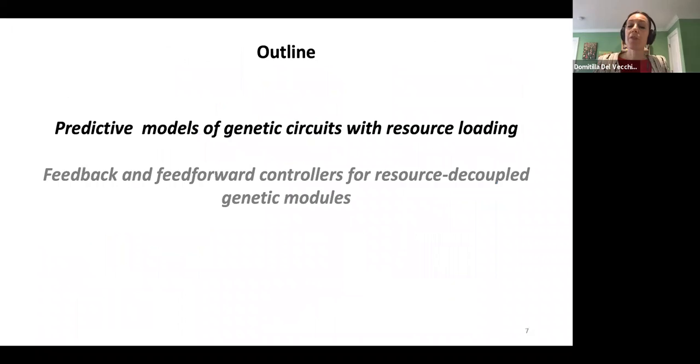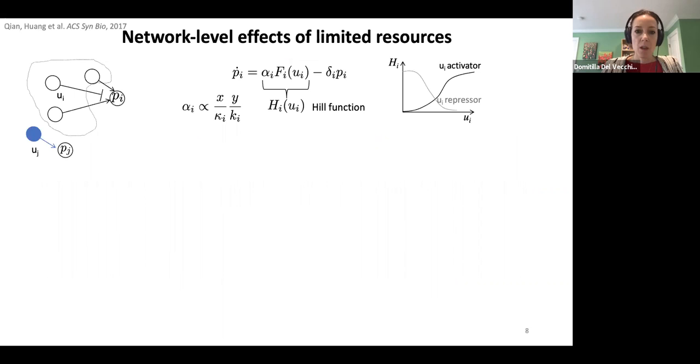So we started to investigate this further. And this goes to the essence of the talk. I will spend the first half of the talk on predictive models that we have been considering for this phenomenon. And then I will dive into engineering solutions to somewhat isolate circuit behavior from context.